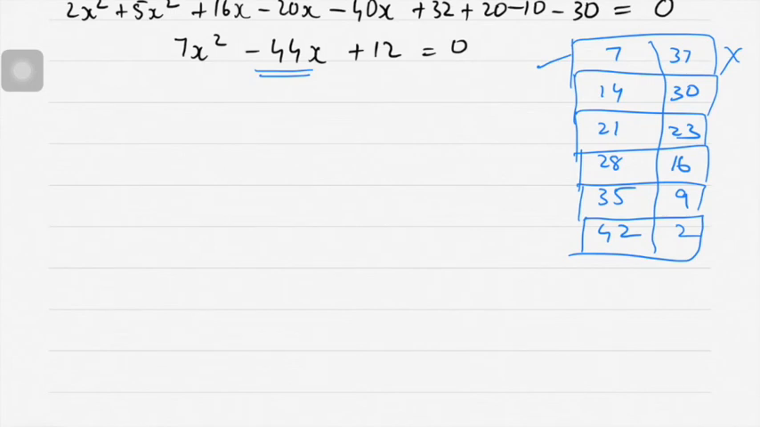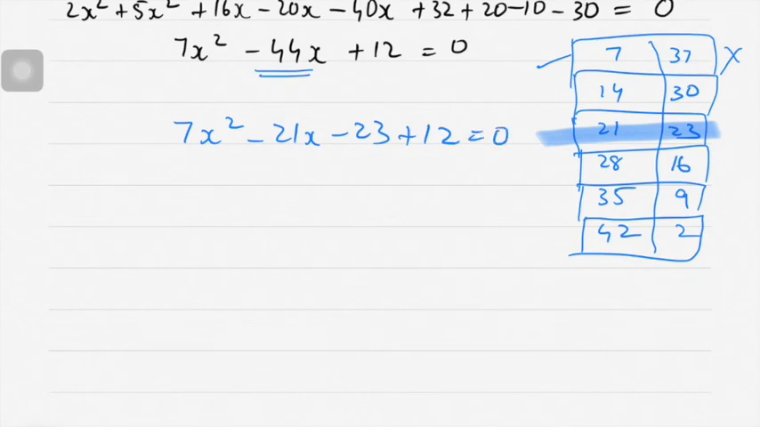Correct? Okay. Right? Okay. Now when I select this, inside my first bracket x minus 3 will be remaining. Correct? Okay, I'll write and show. So 7x minus 21x minus 23 plus 12 is equal to 0.